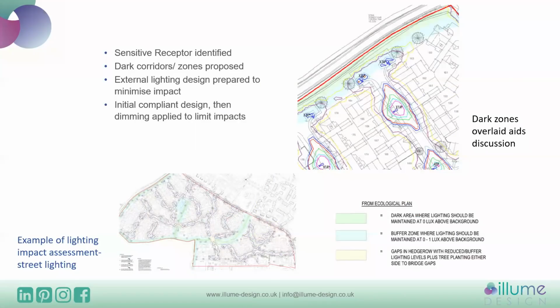This is an example of street lighting strategy that was provided with the dark zone shown. So initially we produced a compliant design to the council's requirements that was fully compliant, and then we looked at options for limiting the impact. And so we did this by reducing the output of the luminaires that were adjacent to the dark zones. So where we have these at the end of the turning circle, these two luminaires were reduced in output to reduce the impact on these dark zones, which were overlaid and shown on our CAD plan.